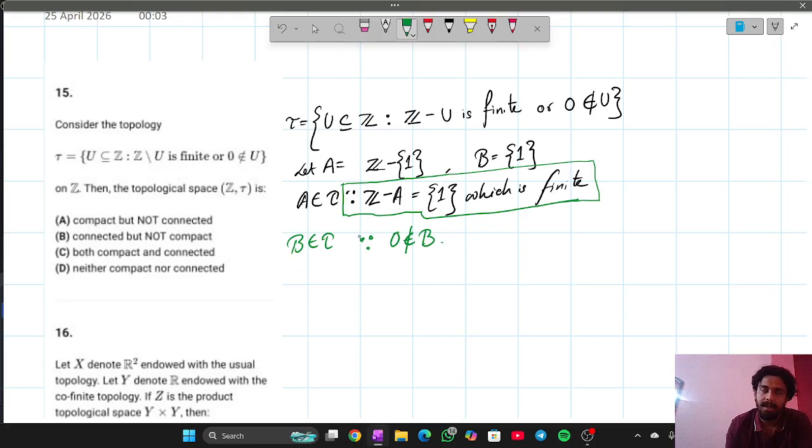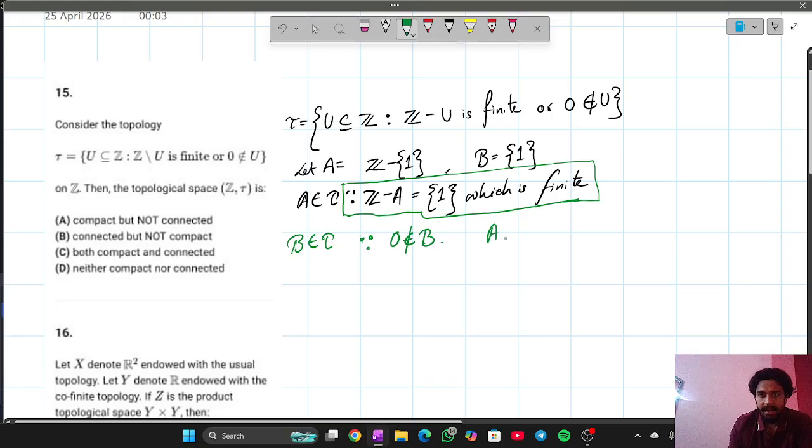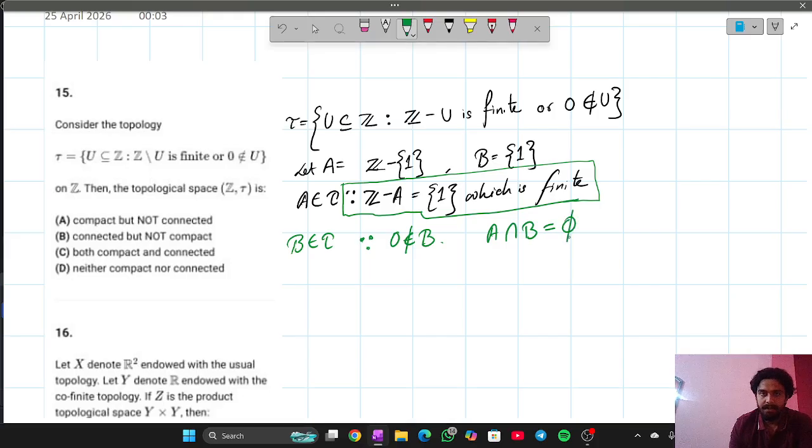You have understood this, there is no problem in it. Let's continue. Now, if we take A intersection B, it is obviously a null set, and A union B is obviously the set of integers. It is that easy to understand. Now both of them imply that this is not connected.